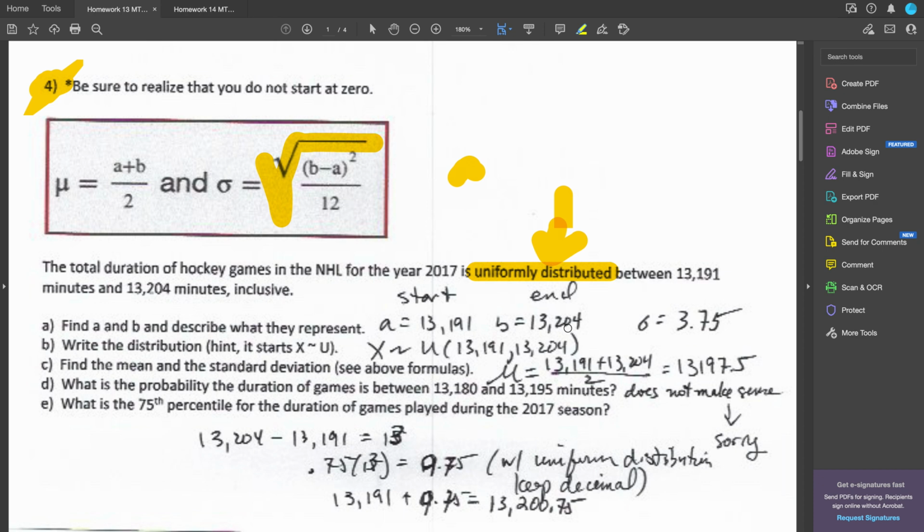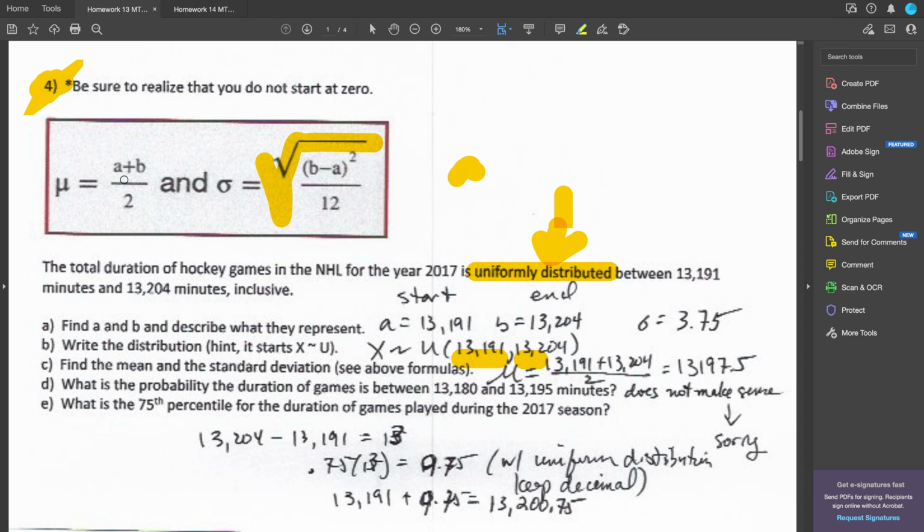Now, write the distribution. When we say to write the distribution, we want either like it's going to be x tilde u for uniform or x tilde n for normal. In this case, it's uniform. And when it's uniform, you always put A, the lower number, then B, the higher number. So that's just how you set it up. That's the standard format.